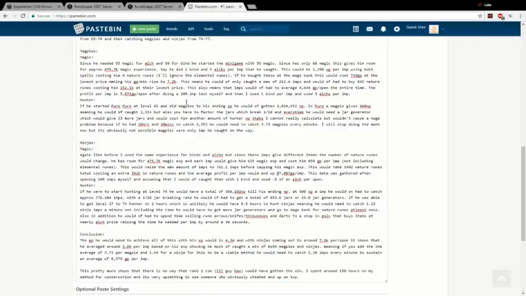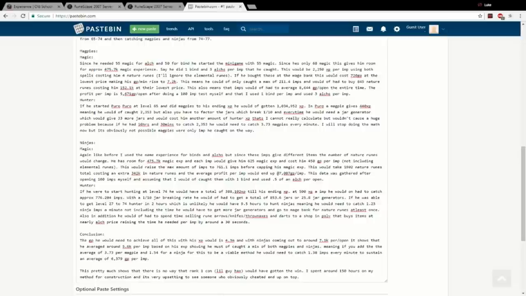So you can see between level 74 and 77, he has 388,000 XP to work with in Hunter. And at 500 XP per imp, he would have a max of catching 776 imps. And with 1 in 10 jars breaking, he would have 853.6 jars, or 25.8 jar generators he would have to use. So next, you'd have to catch 1.23 ninjas every minute, which comes out to like every 30 seconds you would have to catch an imp, which is just not possible.